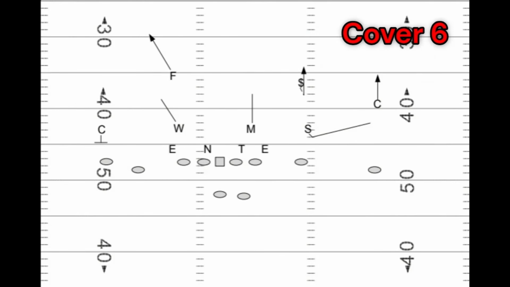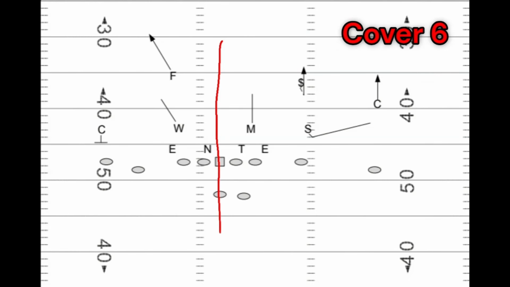Now, where the chess match kind of starts, first it starts here, where you're able to run split field coverages independent of each other. Right? Cover 6. Malzahn calls this cover 42, right?